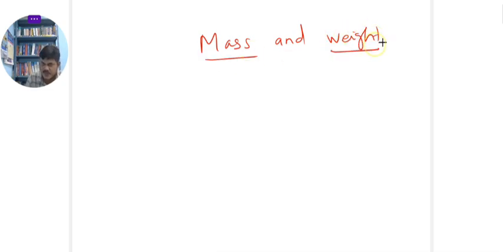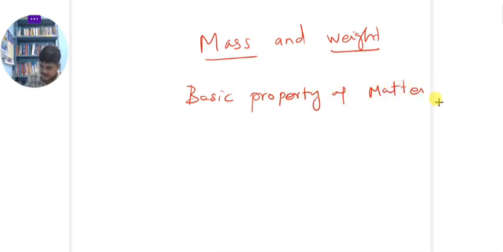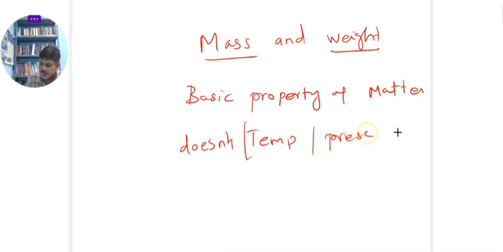Clear? Now I am going to define mass and weight and distinguish between mass and weight. What is mass, what is weight? Actually, mass is a basic property of matter. It does not depend upon temperature, pressure, or location of the body in space. Anywhere in space, mass always remains constant.